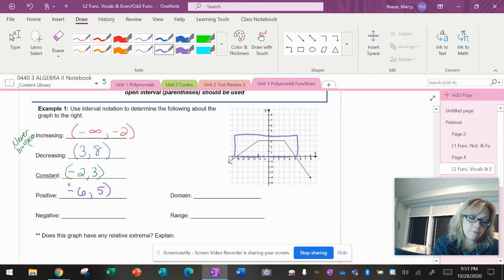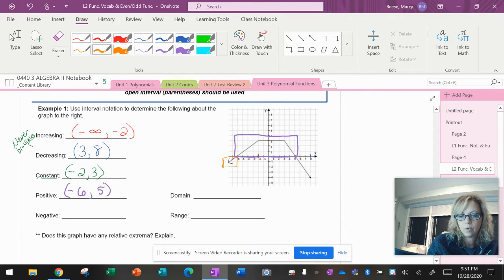Again, parentheses, because when x is -6 and when x is 5, the result is 0. So at -6, y is 0. At 5, y is 0. And 0 is neither positive nor negative, so again we put parentheses around those two. So when is it negative? It's when it's below the x-axis.